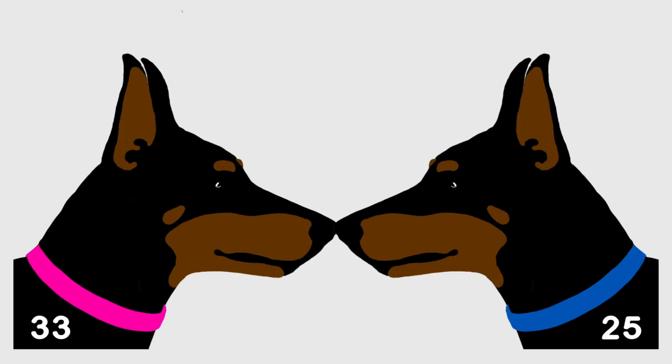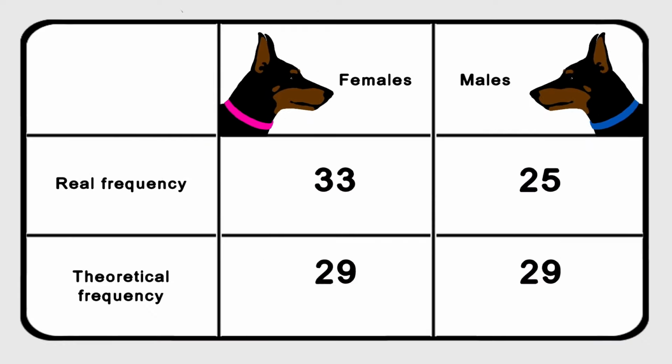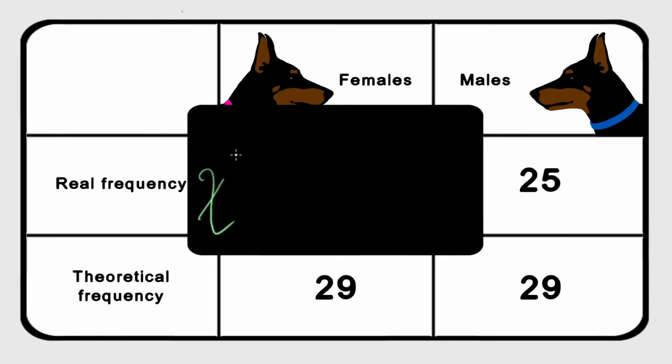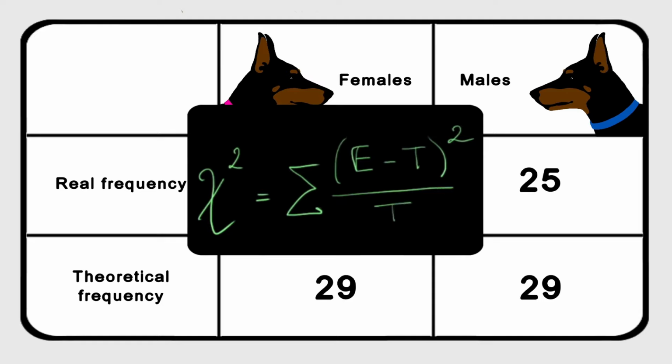In our case, it is assumed that the ratio of females to males should be 1:1. This will be our null hypothesis. Let's create a table with the results. We apply the chi-square formula, which in this case is slightly different. Here, E is the observed empirical frequency, and T is the theoretical frequency.